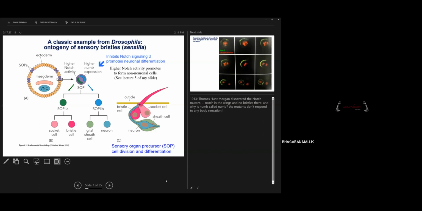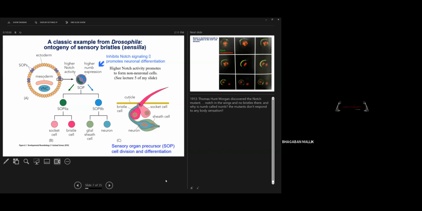During generation of the different germ layers, you also have initiation of a specific cell type called SOP. It is not statement of purpose; don't confuse it with statement of purpose. It stands for sensory organ precursor cell, and it undergoes precursor cell division and differentiation. So you have generation of SOP-type cells in the gastrula, and next I'll be talking about how SOP helps in the generation of different cell types during formation of sensory organs, or sensilla.